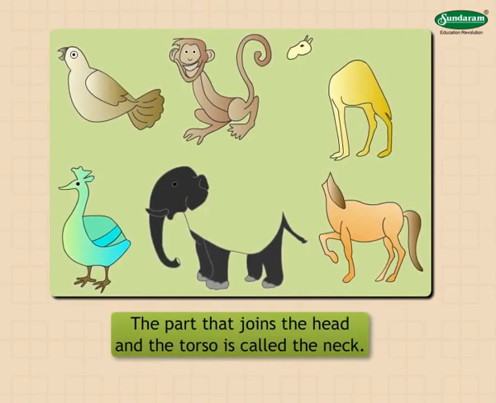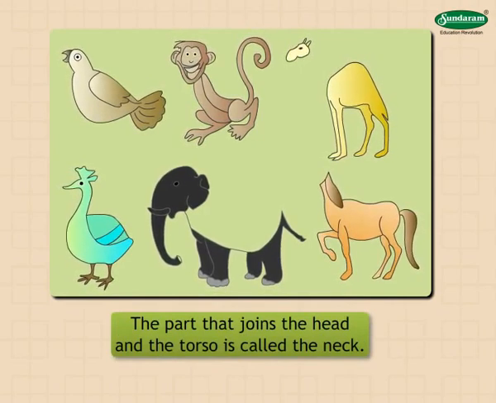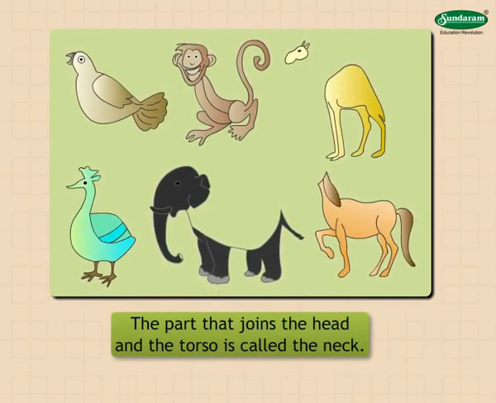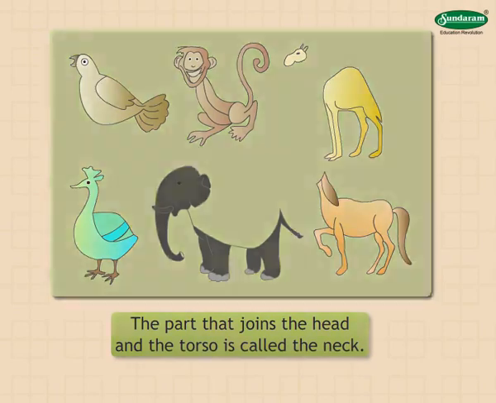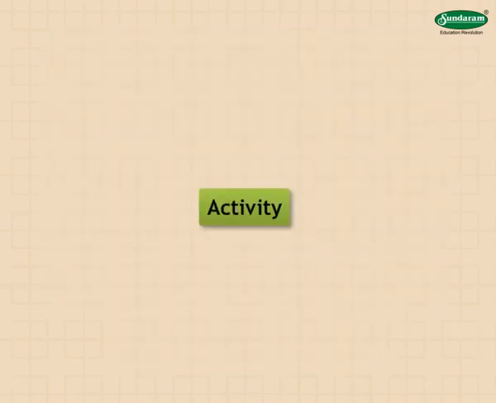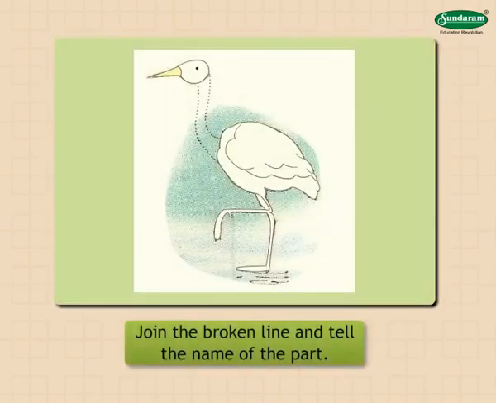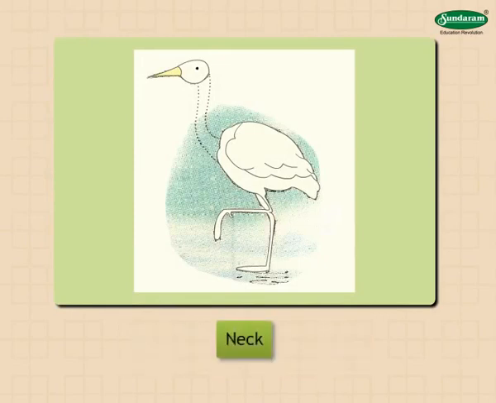The part that joins the head and the torso is called the neck. Some animals have a long neck and some have a short one. Activity: join the broken line and tell the name of the part.